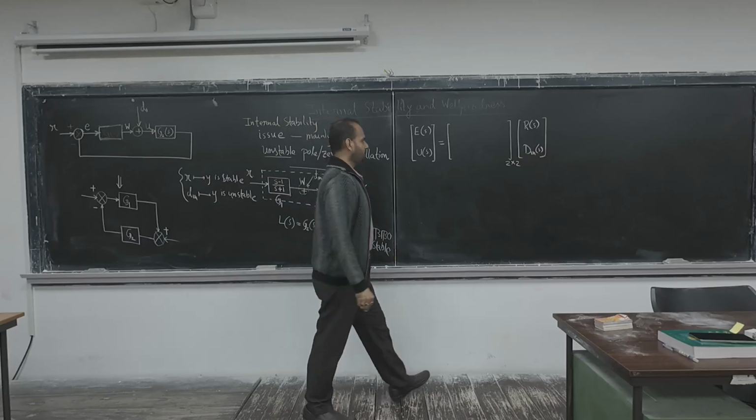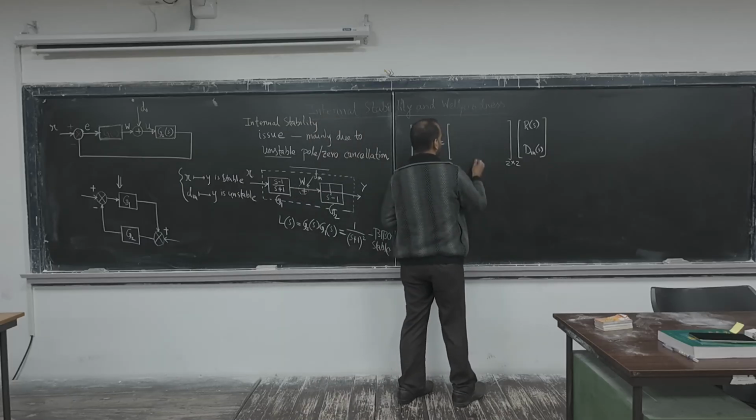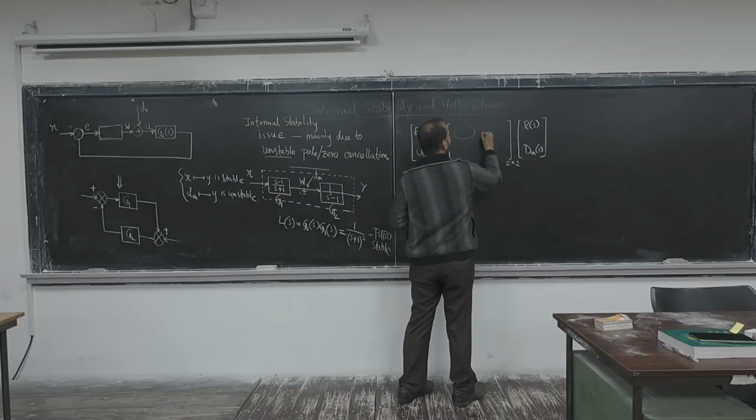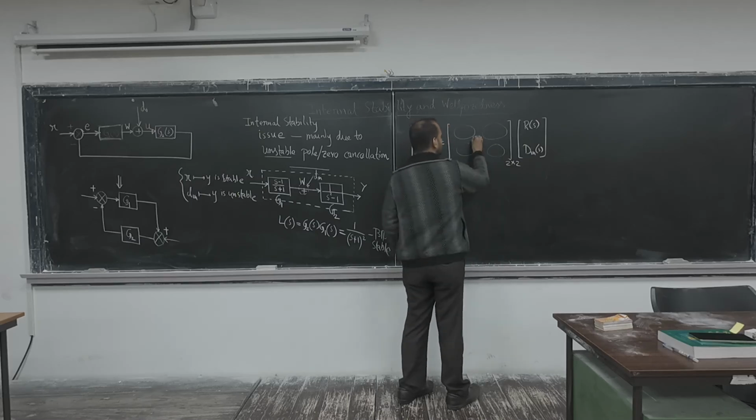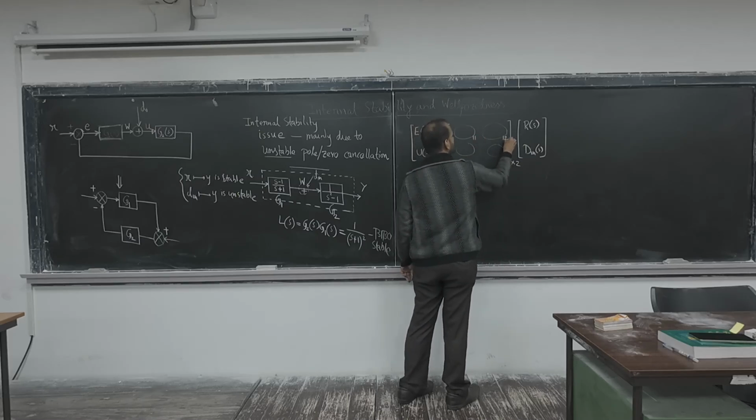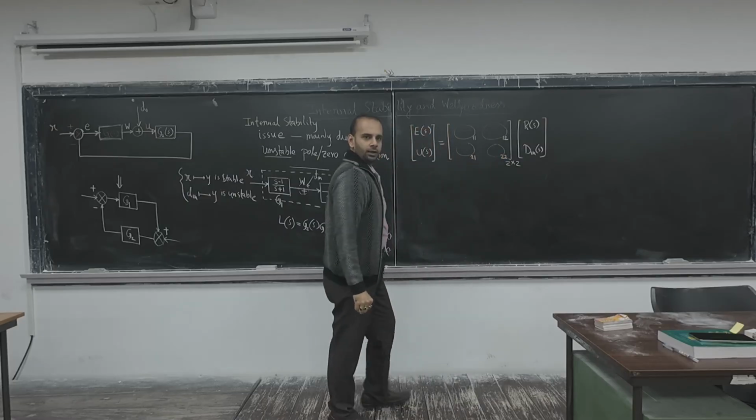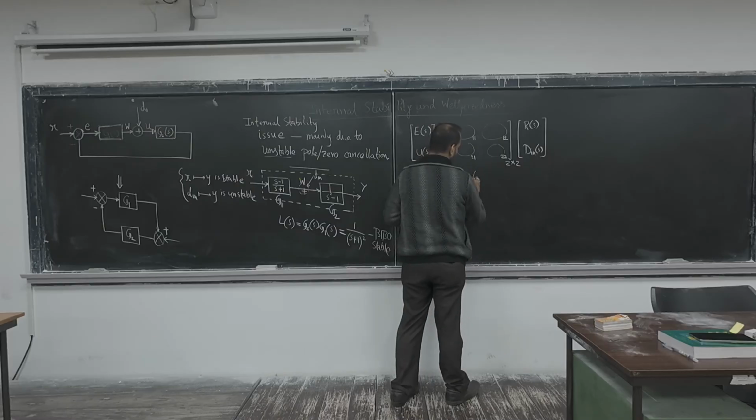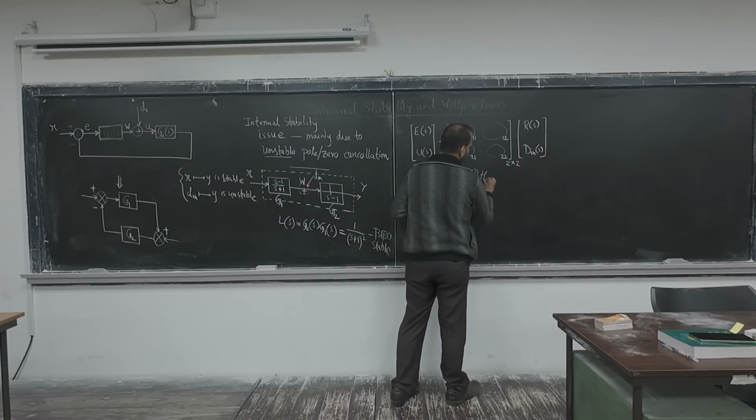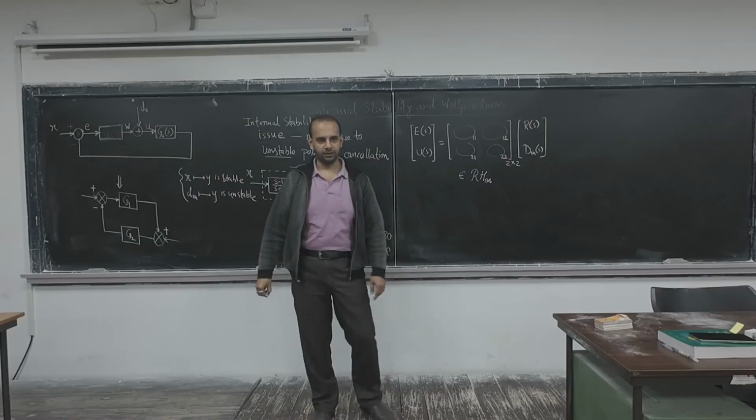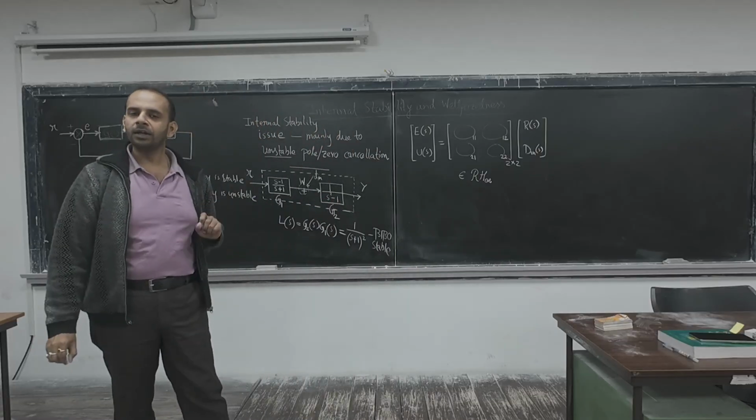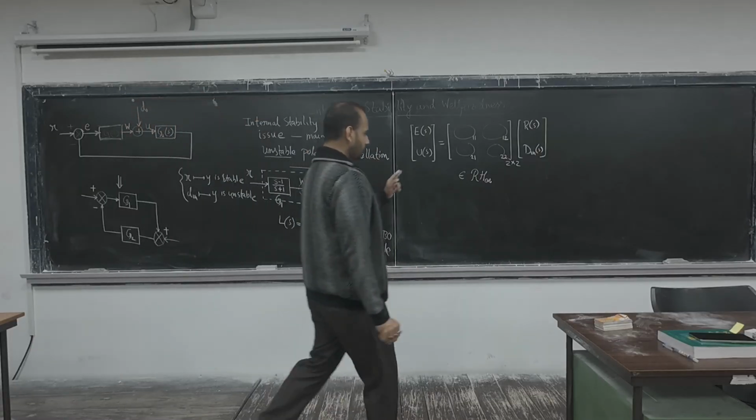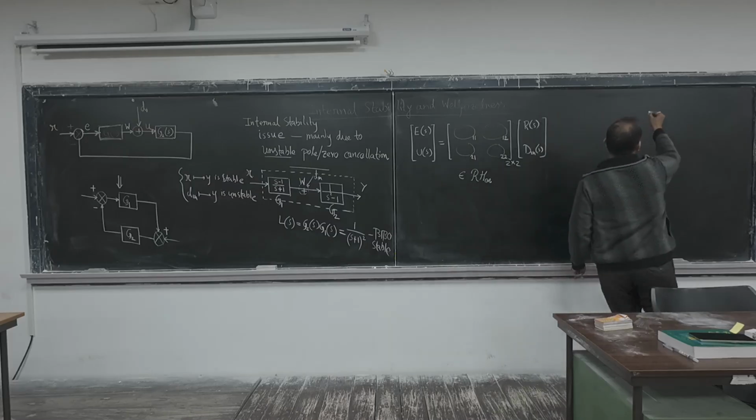Internal stability means this transfer function matrix, where from now onwards we will have this representation, each entry being the 1 1 entry, 2 1 entry, and so on. Internal stability means that this transfer function matrix, with all the exogenous signals zero, is stable. Now, if we are going to write a new equation equal to zero, then what happens to the remaining part?